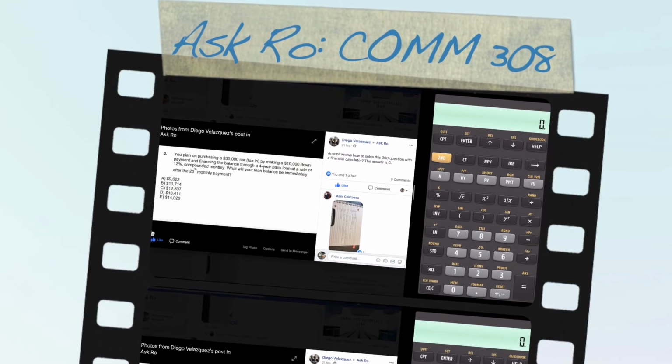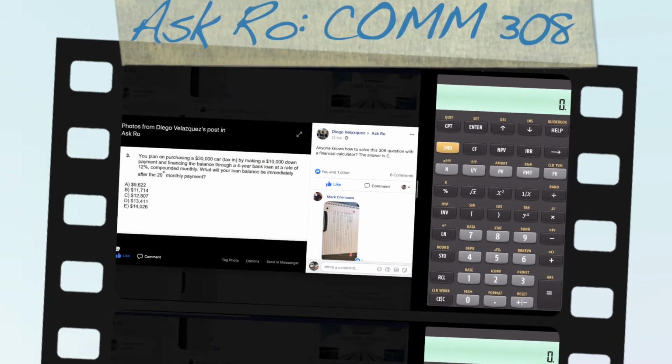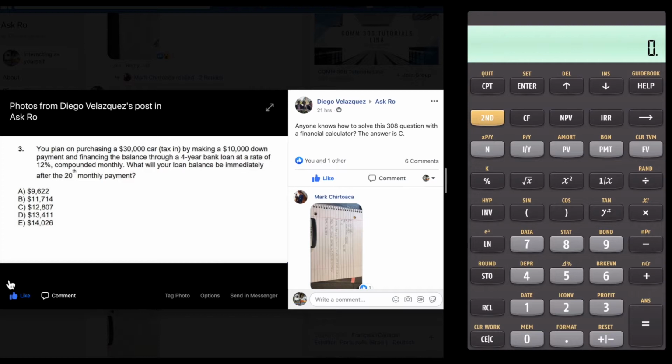So here I was asked a question for COMM 308, Introduction to Corporate Finance. Let's have a look. You plan on purchasing a $30,000 car tax-in by making a $10,000 down payment and financing the balance through a 4-year bank loan at a rate of 12% compounded monthly. What will your loan balance be immediately after the 20th monthly payment? Diego Velasquez asked this question in Ask Ro, and he would like to know specifically how to solve this 308 question with the help of a financial calculator.